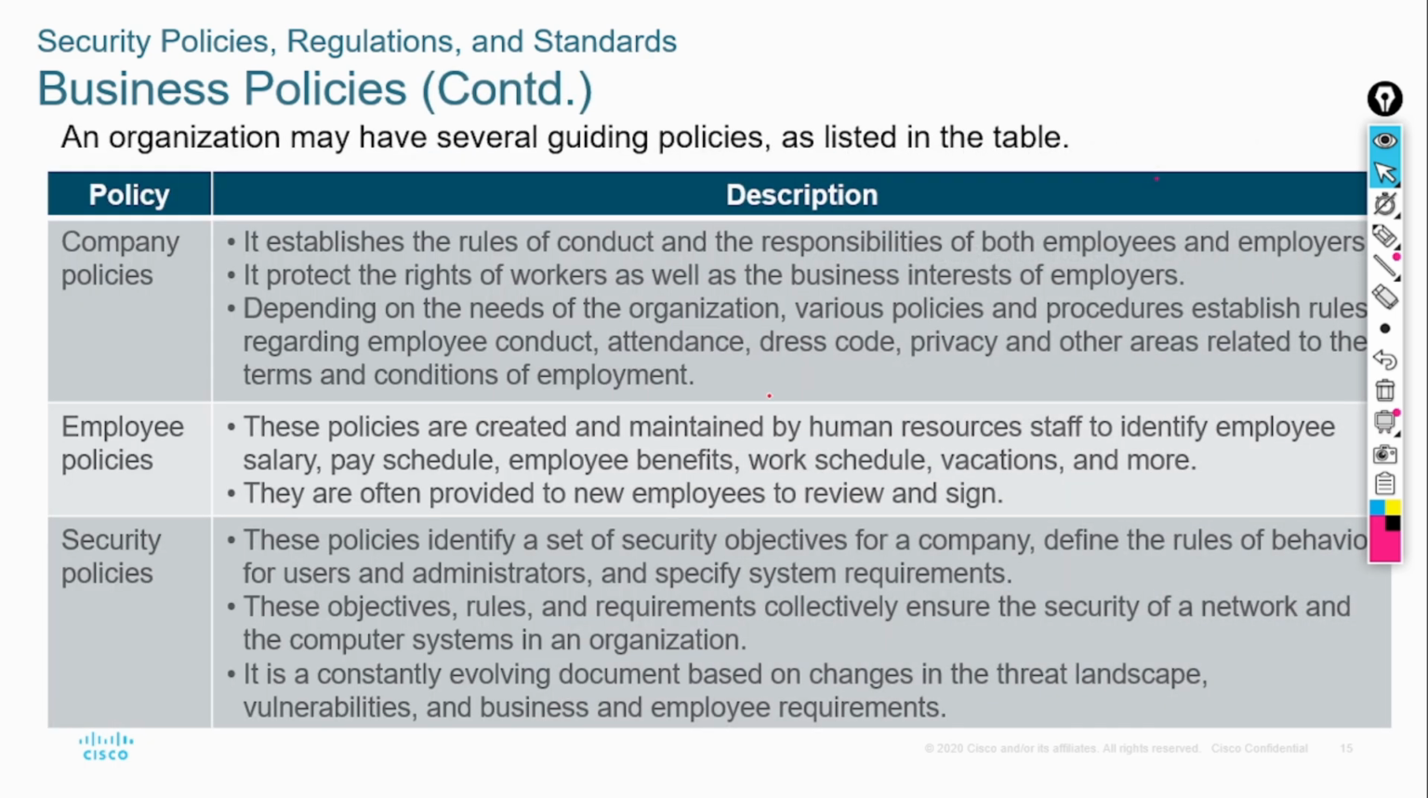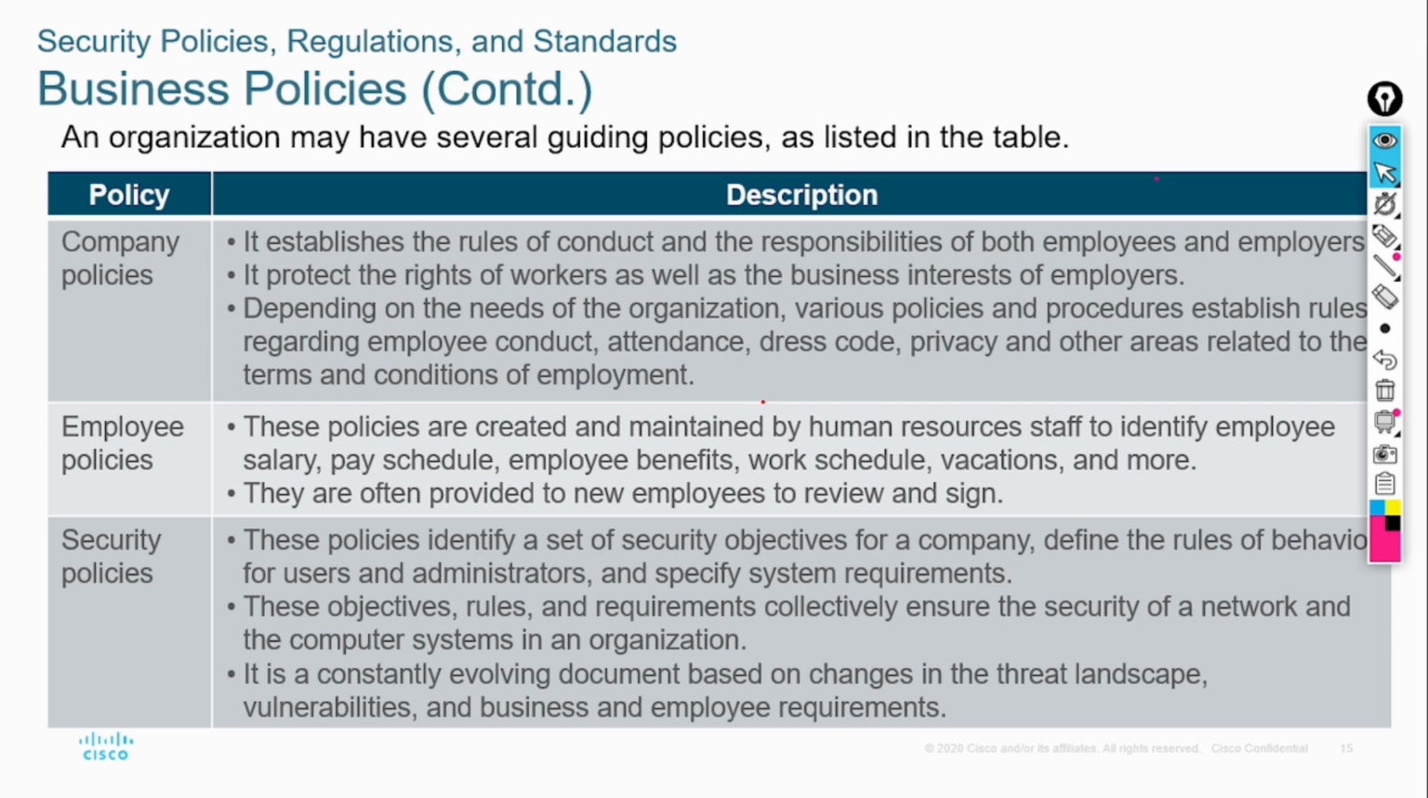And an organization may have several guiding policies. So some of the policies, as you can see, we have company policies, and what company policies will do is establish the rules of conduct and also the responsibilities of employees and employers, and also protect the rights of workers as well as the business interests of employers. Depending on the needs of the organization, various policies and procedures establish rules regarding employee contact, attendance, dress code, and so on and so forth.